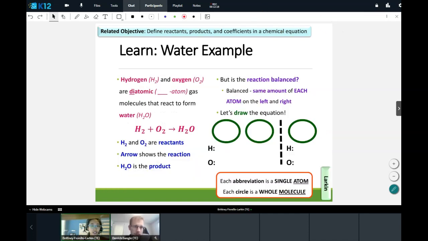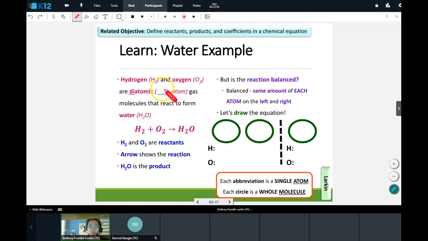All right, everyone, so let's go ahead and talk a little bit about chemical reactions and how we can represent them in equation form. So let's talk about water. Water is made from hydrogen and oxygen, H2 and O2. These are what are called diatomic molecules. So diatomic, take a look at the prefix di and tell me in the chat, what number do you think the prefix di means?